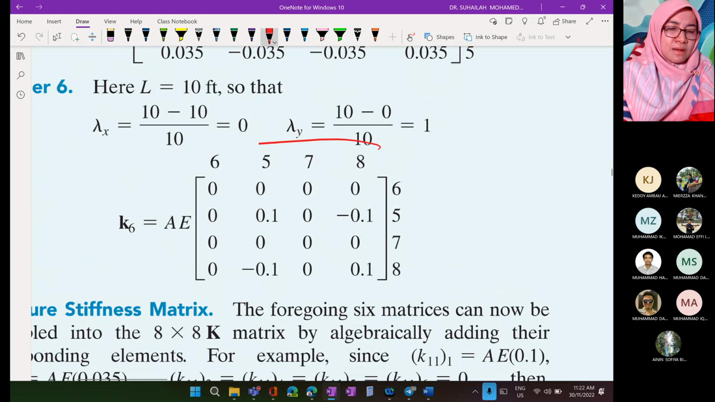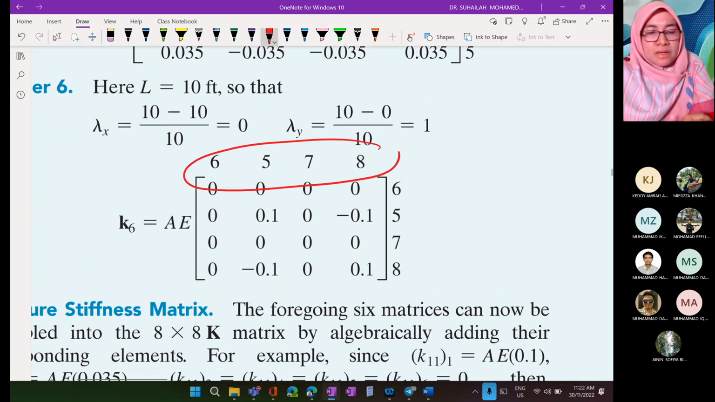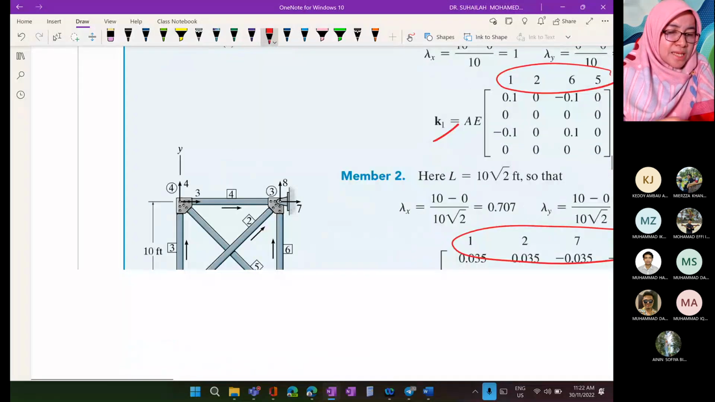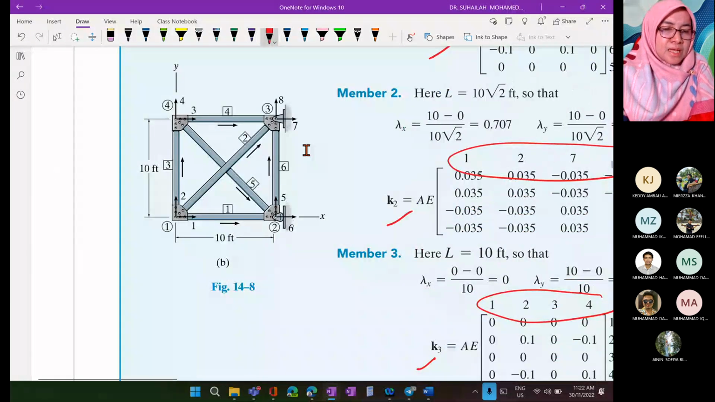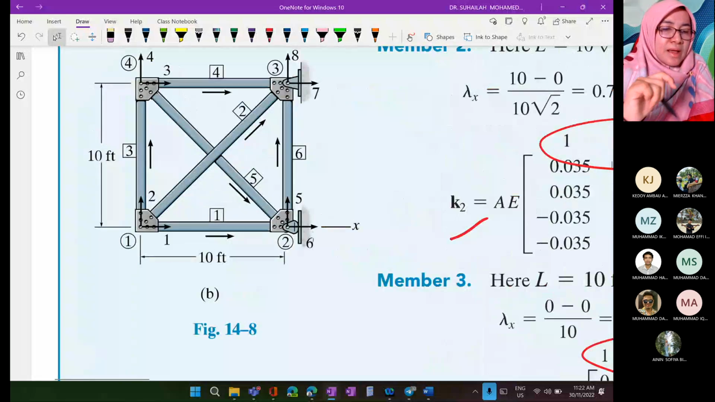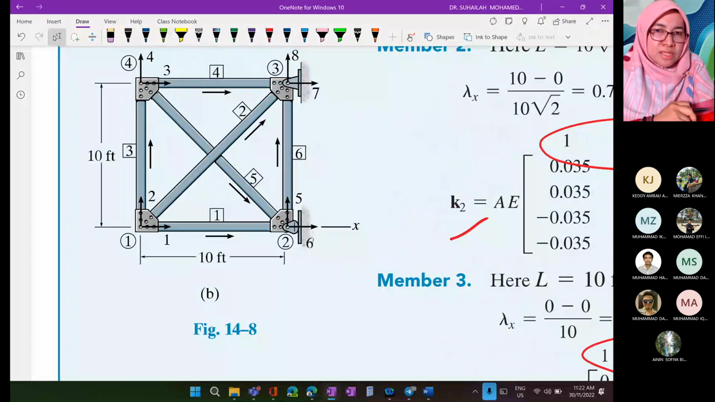So K6 is 6578. So this is the degree of freedom label. And based on this diagram, there are 6 elements. That's why we have K1 until K6. And from these 6 element stiffness matrices, we have to produce the structure stiffness matrix.